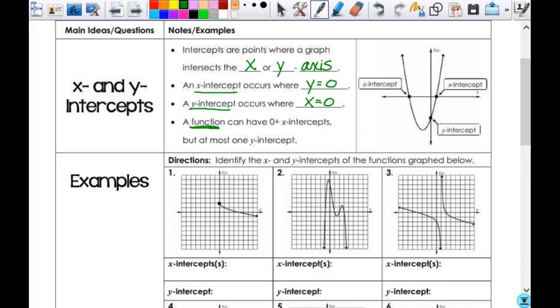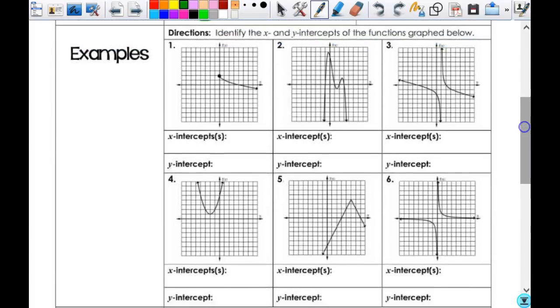So a function can have 0 plus x-intercepts. Maybe I don't have any. Maybe I have an infinite amount. Just depends. But at most, 1 y-intercept. You can't have more than 1 y-intercept if you're a function, or you're going to fail the vertical line test on the y-axis and maybe other places as well. So at most 1 y-intercept, we could have more than 1 x-intercept, right? So keeping our focus on being able to write things and notate things correctly, when you write your answers for x and y intercepts, what do they have to be?